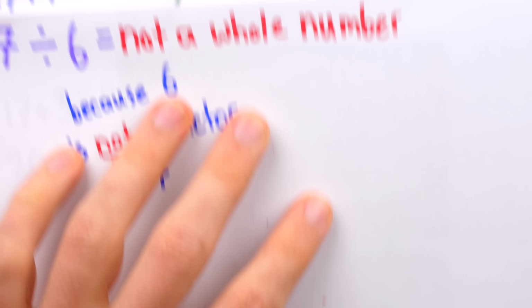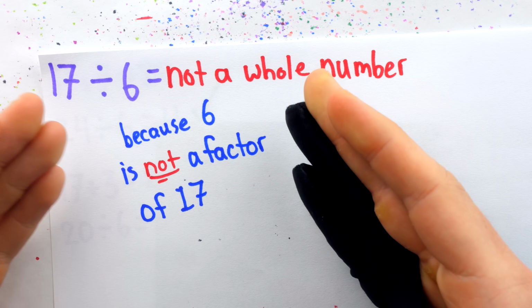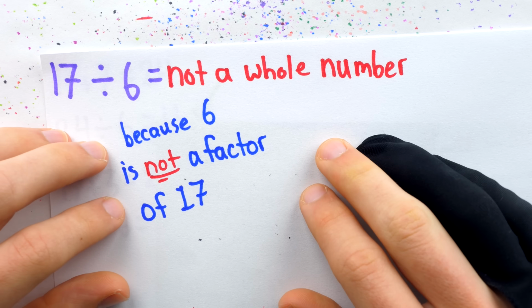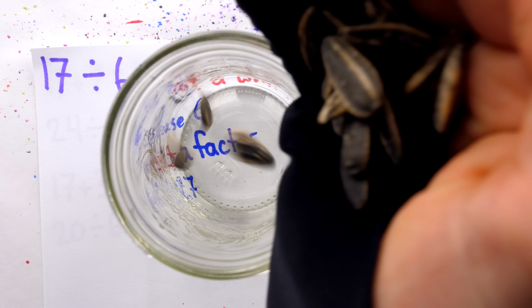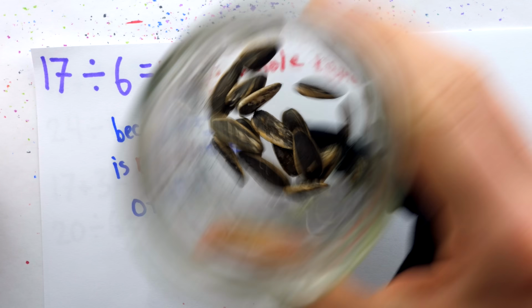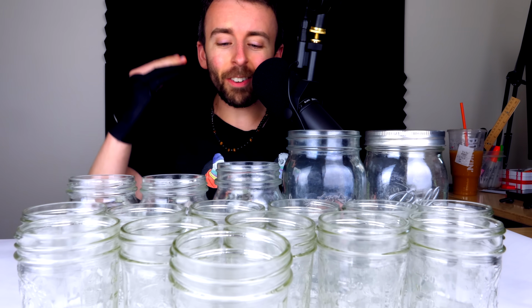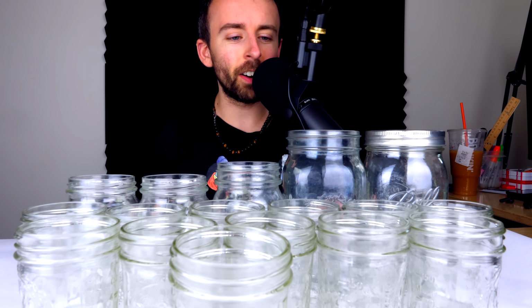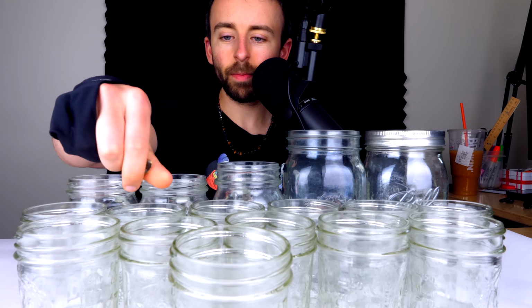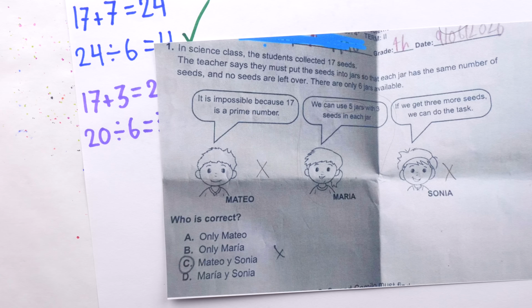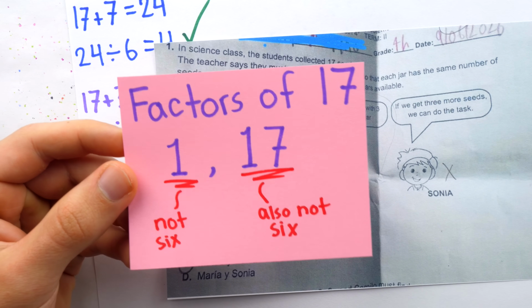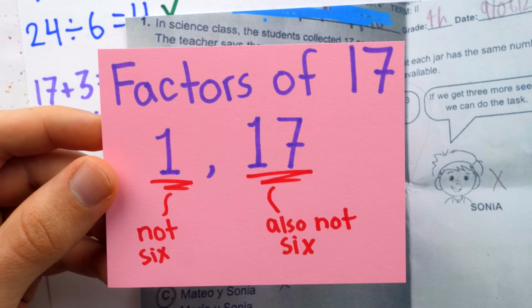17 seeds can't be spread evenly among 6 jars, but that's not because 17 is prime. If there was just 1 jar, then guess what, Mateo? It works, even though 17 is prime. If there were 17 jars... there are 17 jars. I don't need 17 jars. But it is just enough to fit 17 seeds. As we said before, the task is impossible because 6 is not a factor of 17.